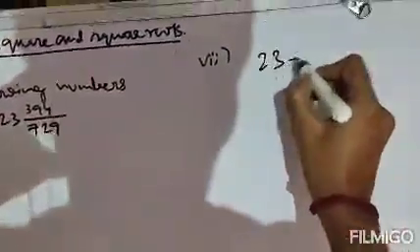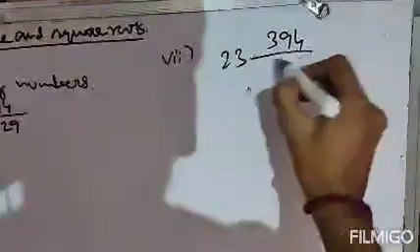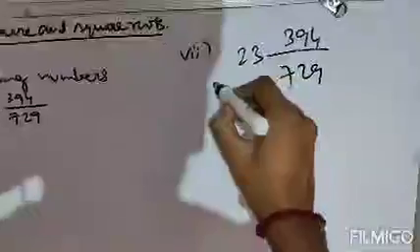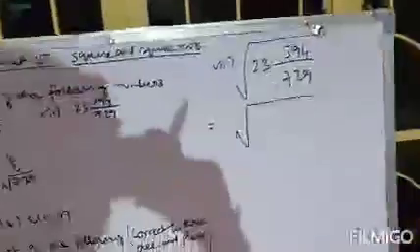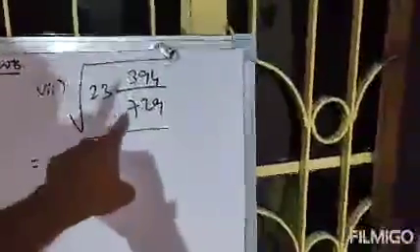Question number 7 says this is an important question: 23 394 upon 729. We have to find out the square root of this number. Now just convert it into an improper fraction. That means we have to multiply 23 into 729 and then we will add 394.